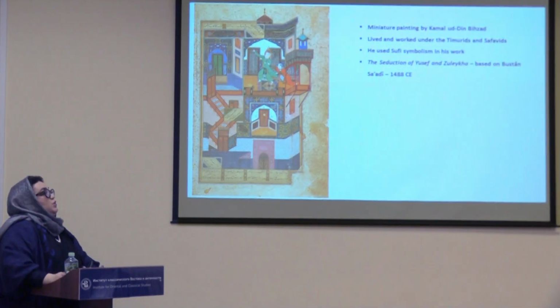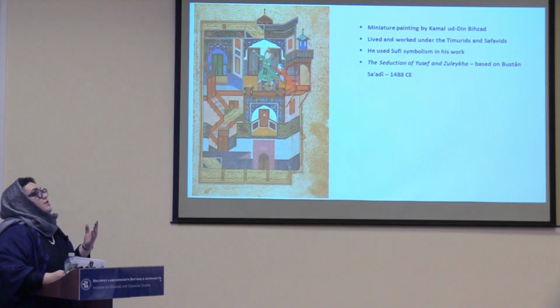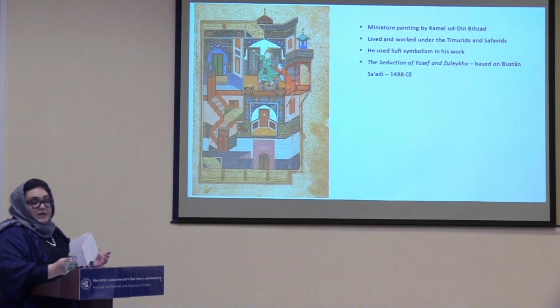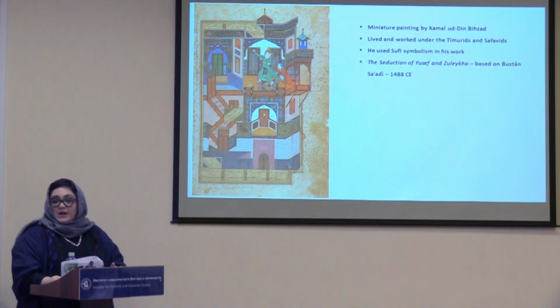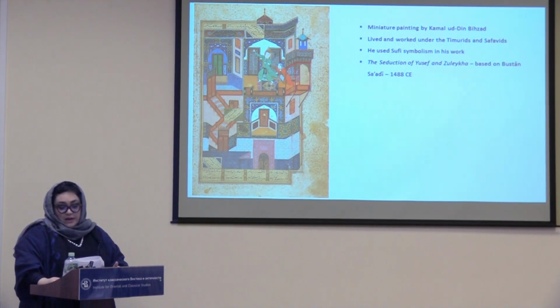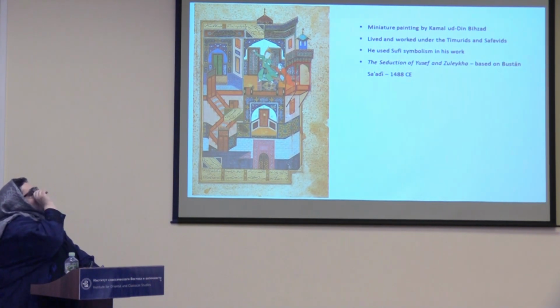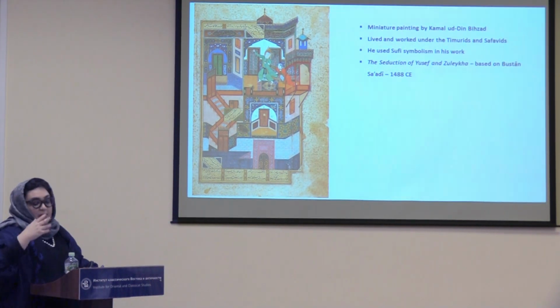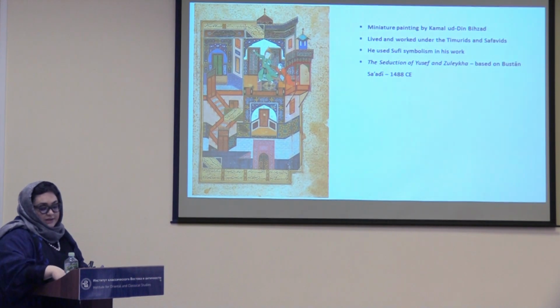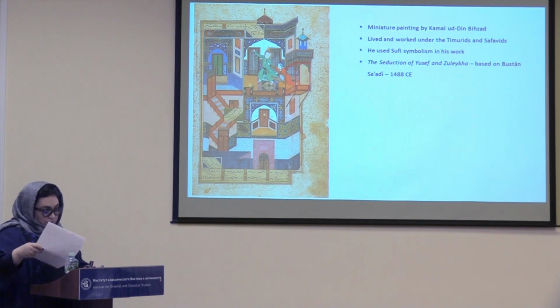Now, the story of the seduction of Yusuf and Zulaykha deals with two points. One is the battle between the carnal soul and the peaceful soul, meaning the nafs amara and the nafs mutmainna. And the second battle is between your ego and worshipping God. Throughout the miniature painting, we have calligraphic inscriptions. A part of these calligraphic inscriptions is this poem, which I'll read to you.